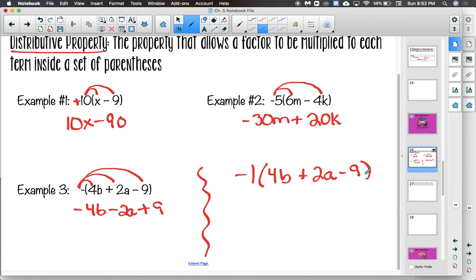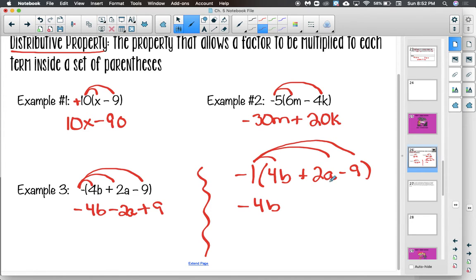And some people like this better. Some people like the 1 there so they can see what they're multiplying into the parentheses instead of just multiplying a sign. So let's do it. We're going to draw our arrows to show that we're doing all of our multiplications. Negative 1 times positive 4b. A negative times a positive is a negative. 1 times 4b is 4b.